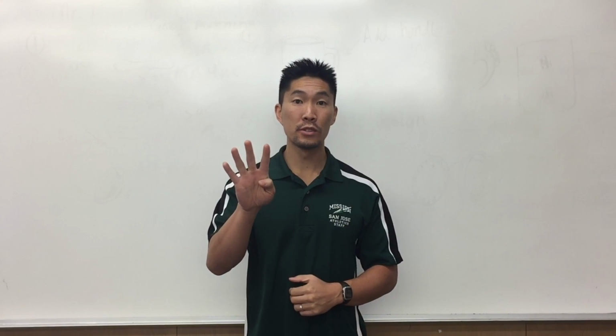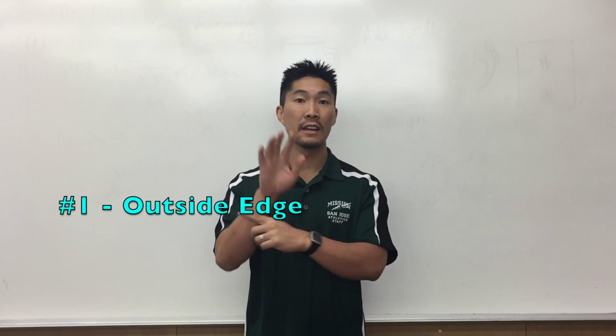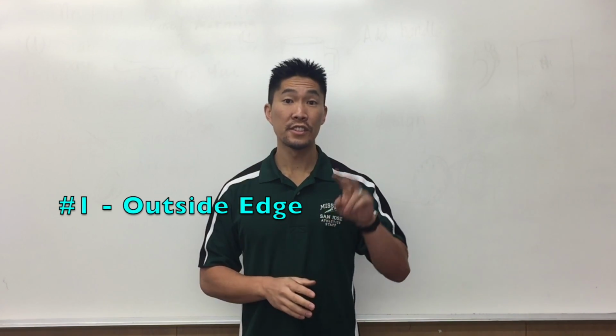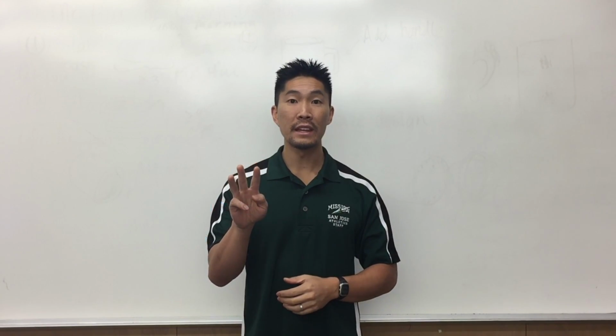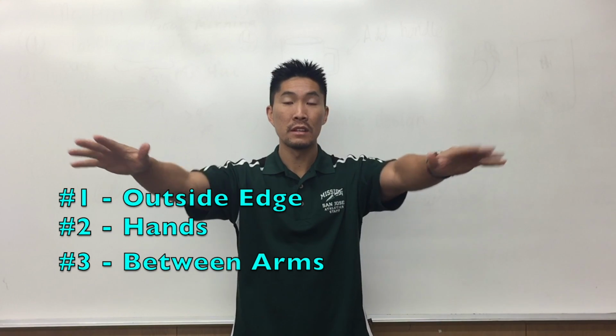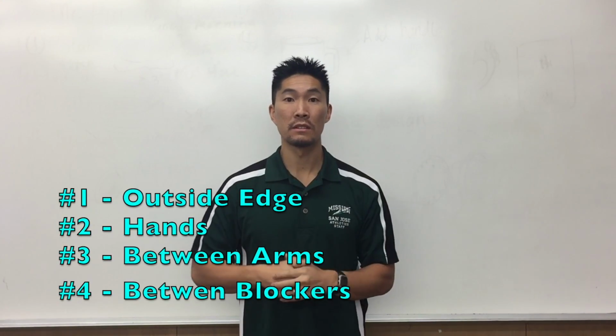There are 4 ways to tool the block. The first way is off the outside edge of the block. The second way is off the hands. The third way is in between the arms. And the fourth way is in between the blockers.